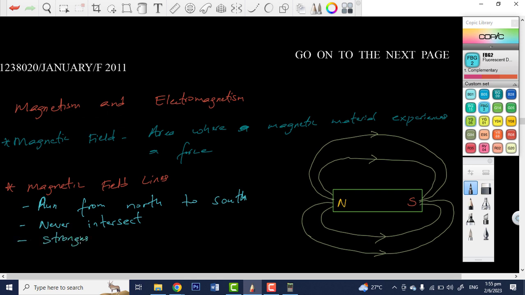Now, as I draw this, just remember another thing about the magnetic field lines is that they are strongest or concentrated at the poles. And as a result of them being concentrated at the poles, it means that the field is strongest at the poles.